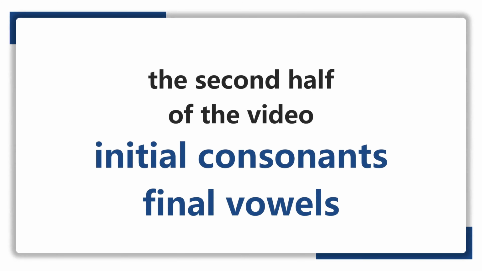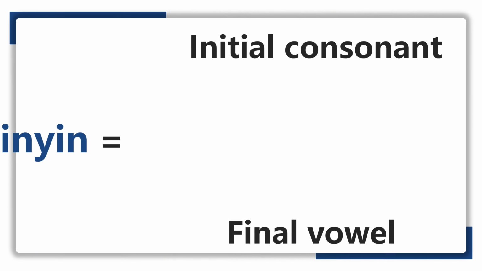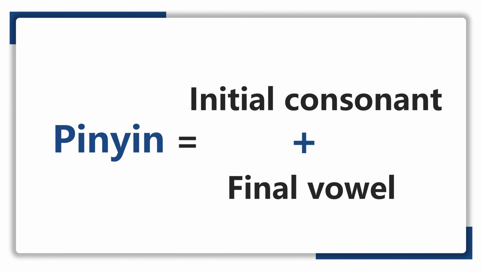Well, now that we have solved the problem of tones, let's move to the second half of this video, which is about initial consonants and final vowels in Pinyin. The syllable structure of Chinese Pinyin equals initial consonants plus final vowel. And also, some syllables have no initial consonants and only a final vowel.